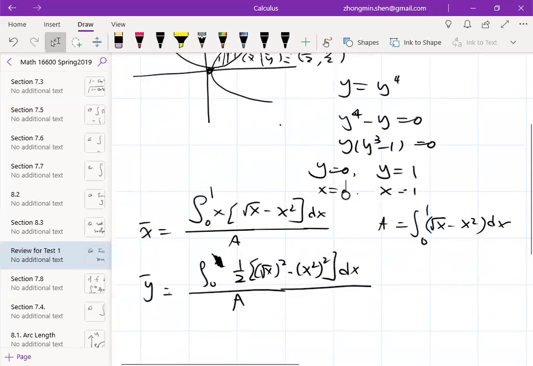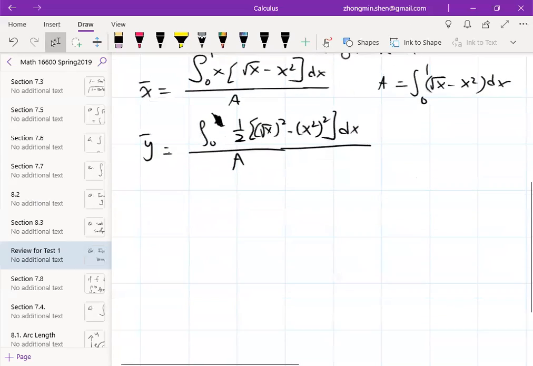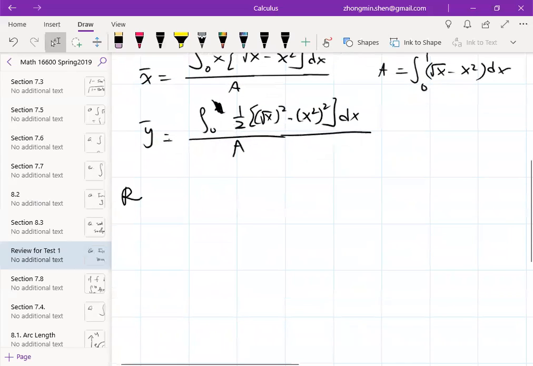The first one I'm just going to go through today, and then do more exercises, go over all the quiz problems and the homework problems. That's all you need to do, if you have extra time. So this is a review for test 1.